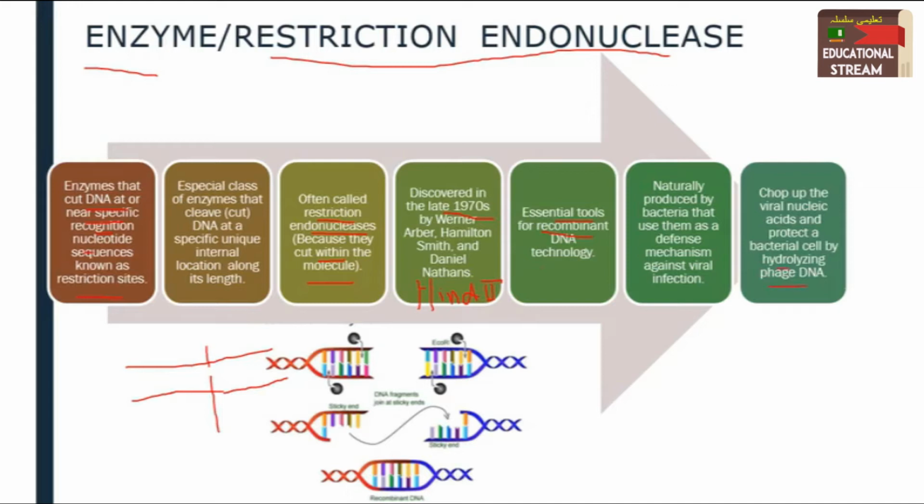They chop up the viral nucleic acid and protect the bacteria by hydrolyzing the phage DNA which infects them. In this diagram, you can see fragments of DNA cut with the EcoRI enzyme. This black shape is the restriction endonuclease, and when it makes a cut in this fragment and in this fragment, such ends are produced, which are actually overhangs. One strand is longer than the other, and these overhangs are known as sticky ends, which can be joined together to produce a recombinant DNA molecule.